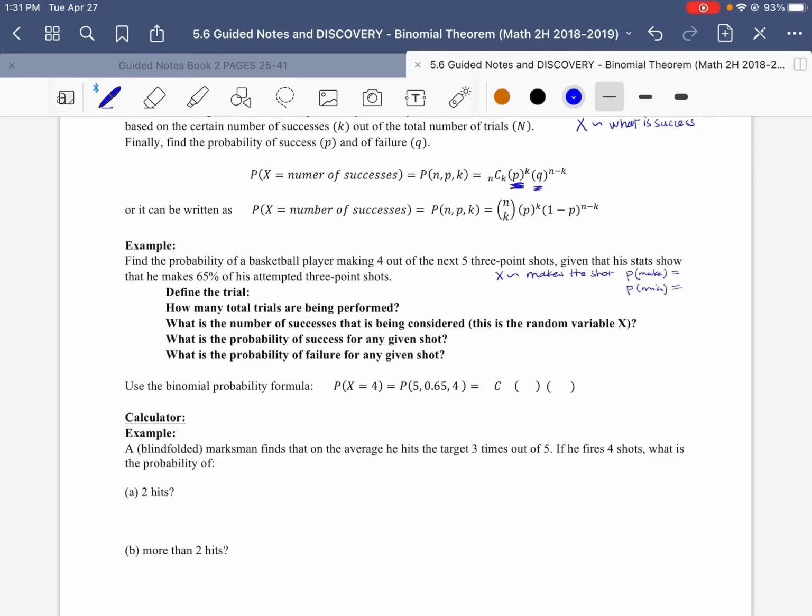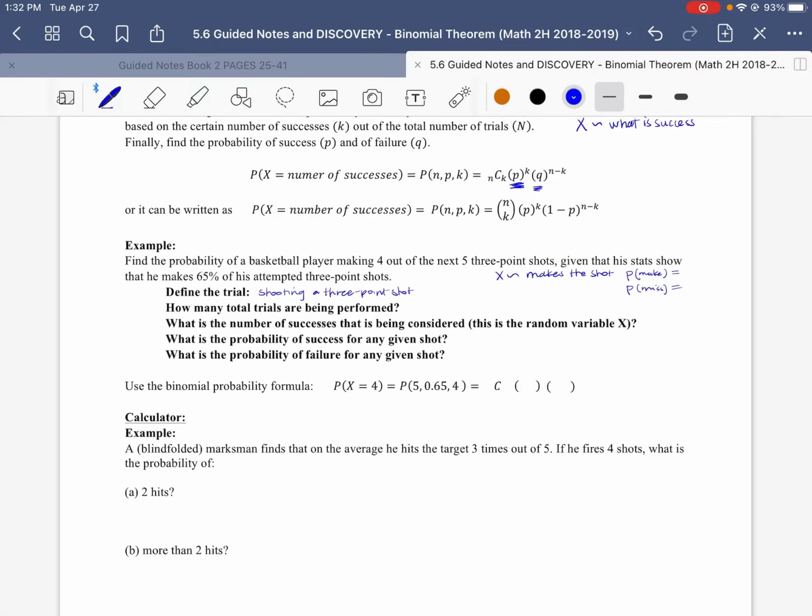So if I define the probability of him making the shot, we are told that he makes 65% of his shots. There are all these things that we're considering, and in this example, I've listed this out to break it down for us. So first we define the trial. Well, he's shooting a 3-point shot.